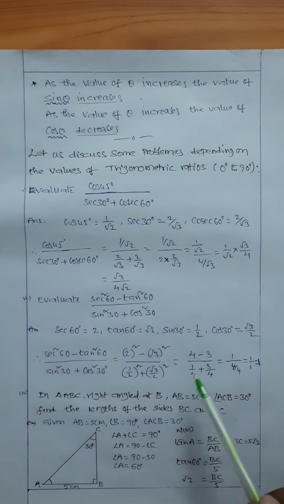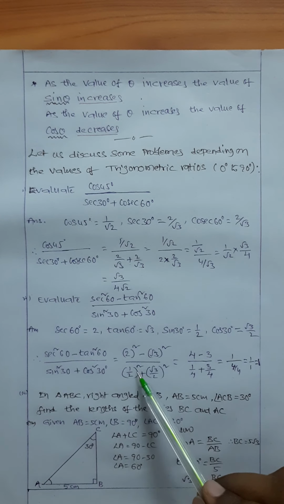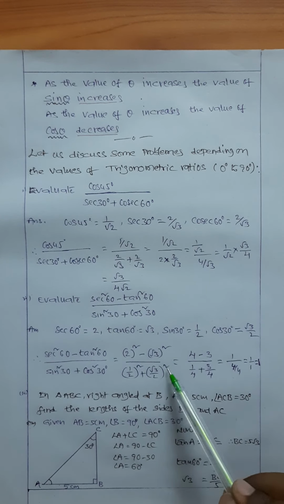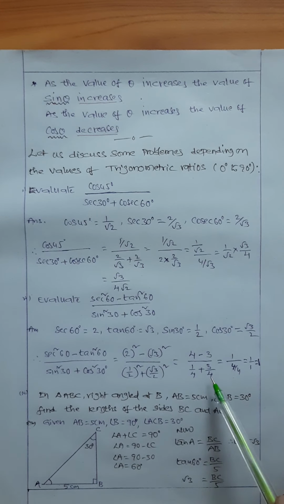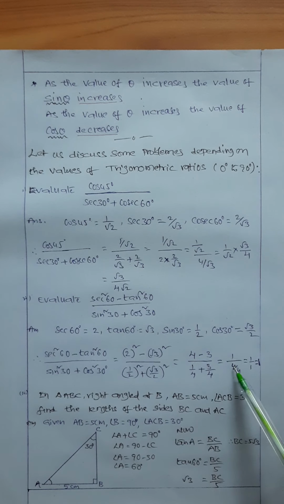This is 4 minus root 4 minus 3 by 1 by 2 square is 1 by 4, whereas root 3 by 2 whole square, root 3 square is only 3 and 2 square is 4. Simplifying this, 1 by 4 by 4, we get 1.